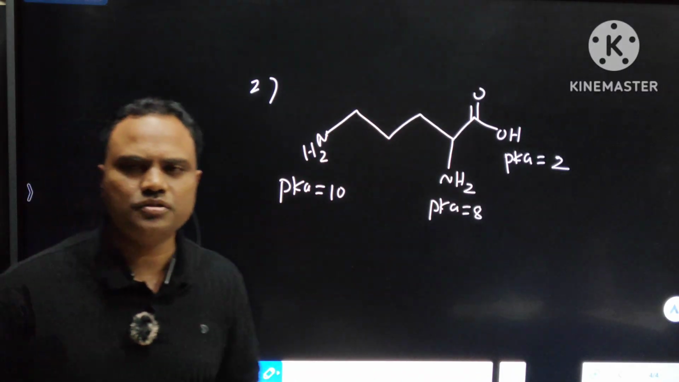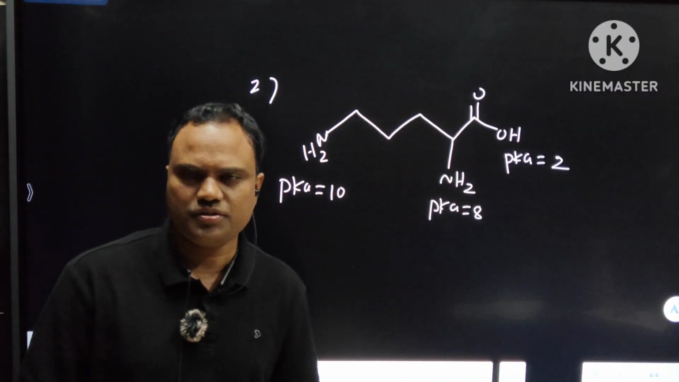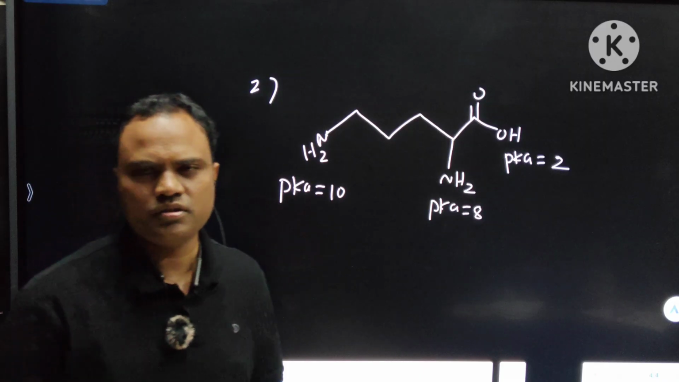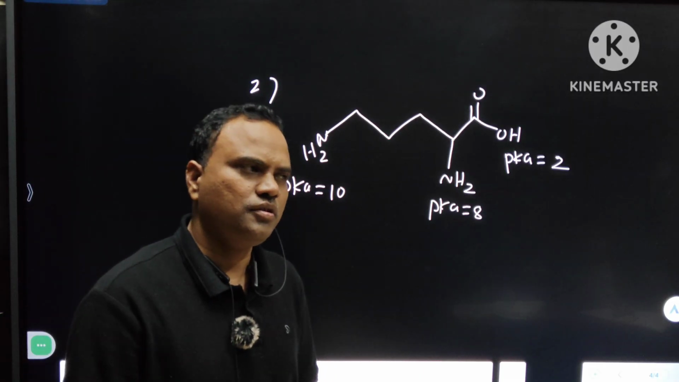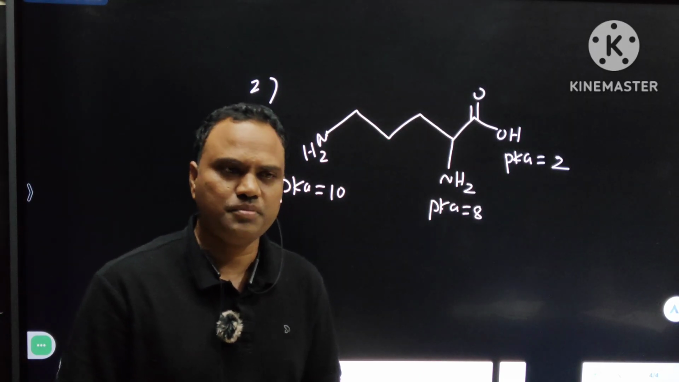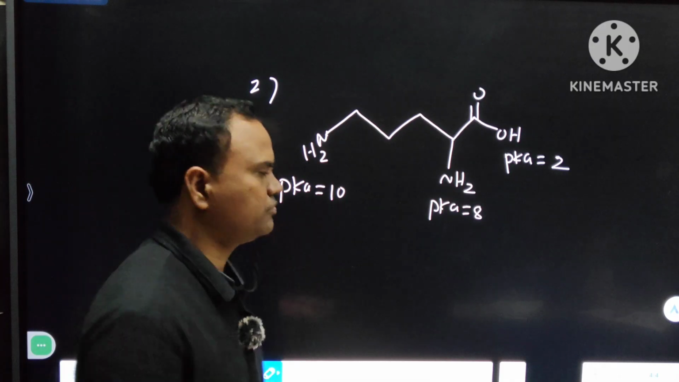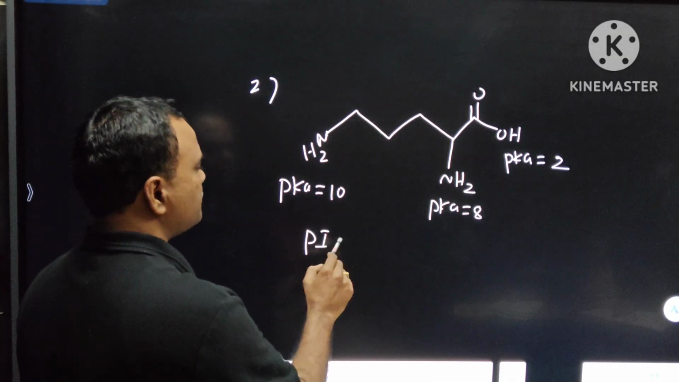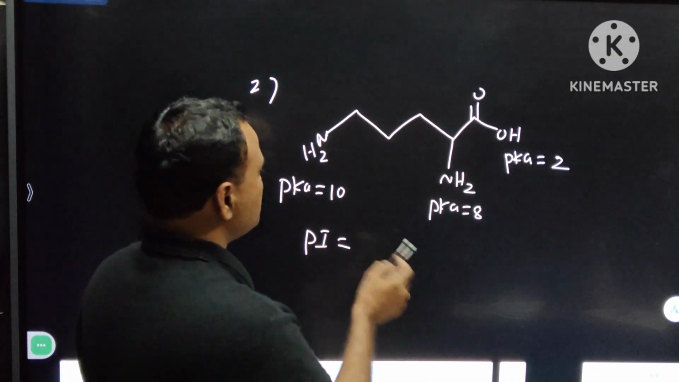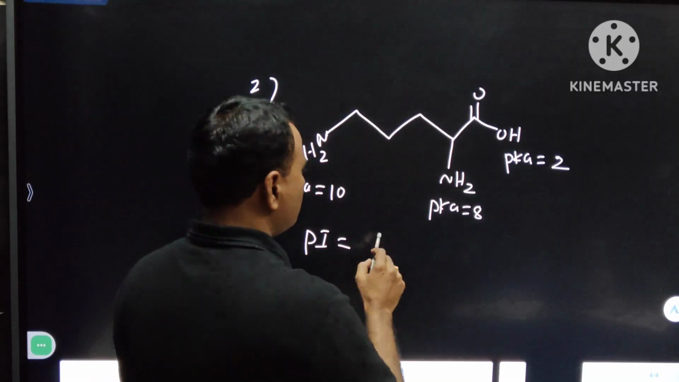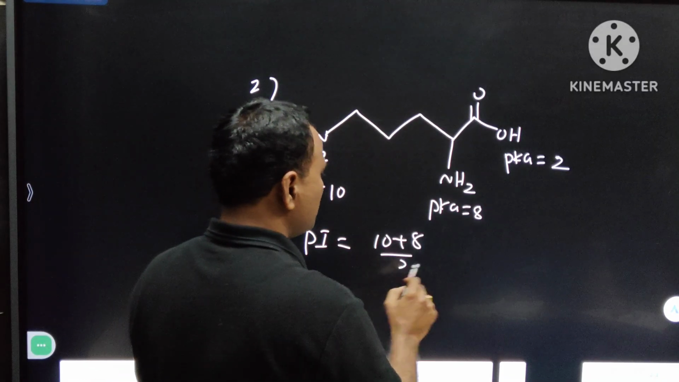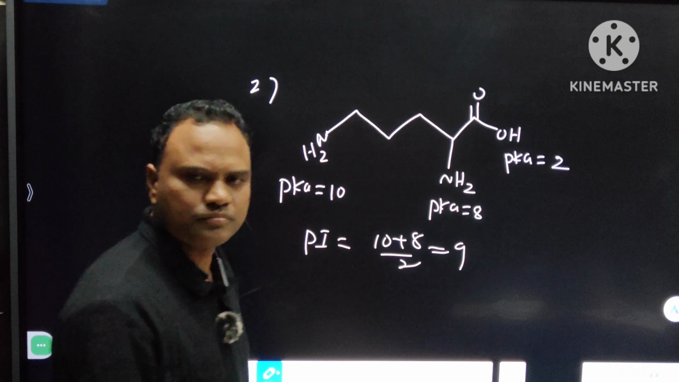This is which amino acid? Basic amino acid. In case of basic amino acid, take the largest pKa values divided by 2. Isoelectric point pI is equal to largest, means these two only, na? So 10 plus 8 divided by 2, that is equal to 9.